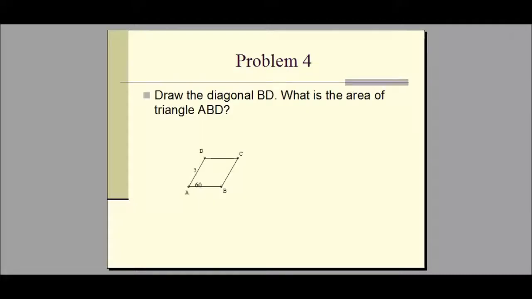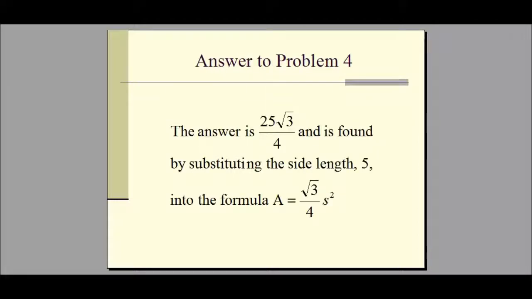Here's practice problem 4. We're given the same figure we had earlier, and you're told, draw the diagonal BD. What is the area of triangle ABD? Here's the answer to practice problem 4. The answer is 25 square root of 3 over 4, and we're substituting into the area formula.